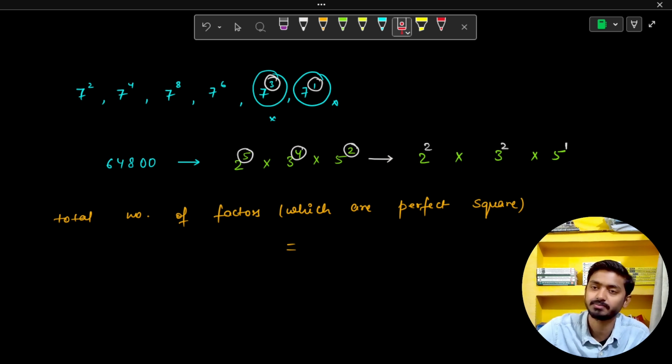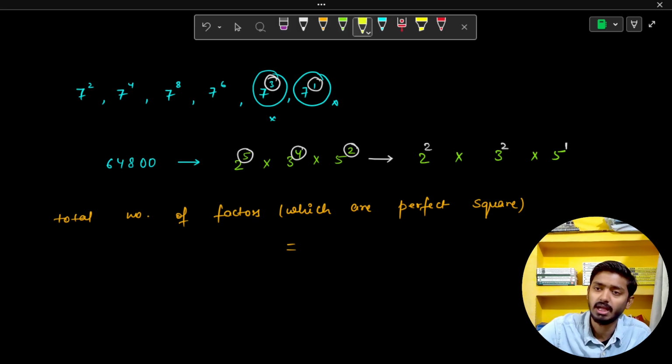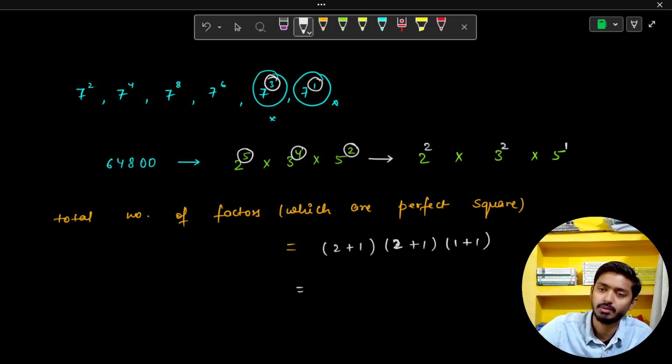All right. Now, you have your system. What you are going to do is add 1 to the exponents and multiply them. That would be 9 2s are 18. This is the total number of factors which are perfect squares.